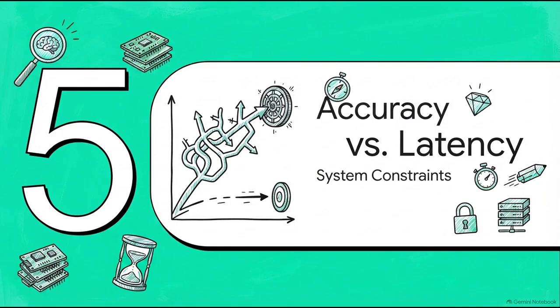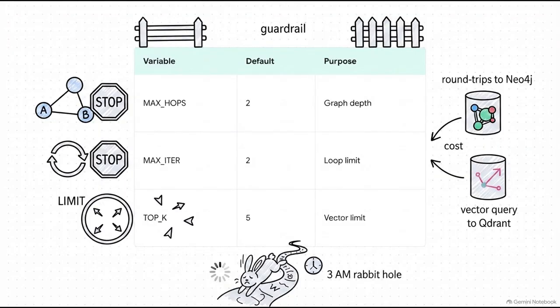Section 5. Accuracy versus latency trade-offs. To wrap things up today, we have to talk about constraints. Because let's face it, acting like a thorough detective takes time and serious computing resources. Looking at these default settings, it's pretty clear we have to put guardrails on the system. Max hops and max iterations are both capped at 2. Top K, which is your limit for vector results per hop, is set to 5. These constraints are absolutely necessary.